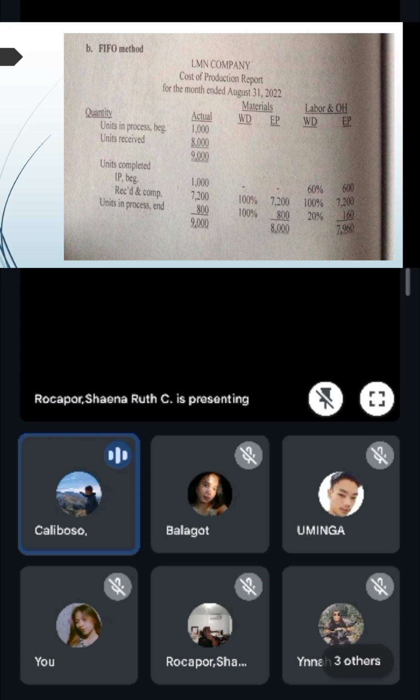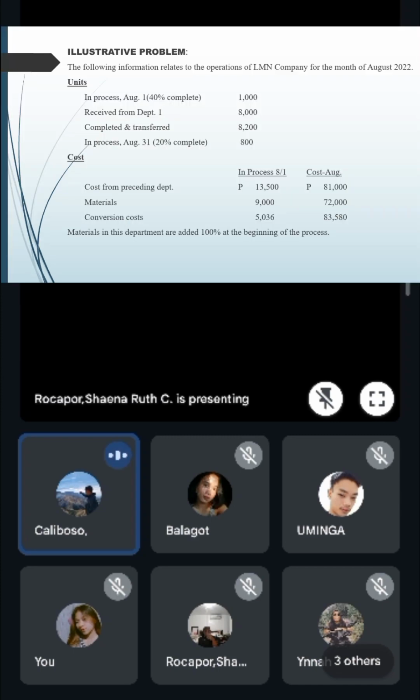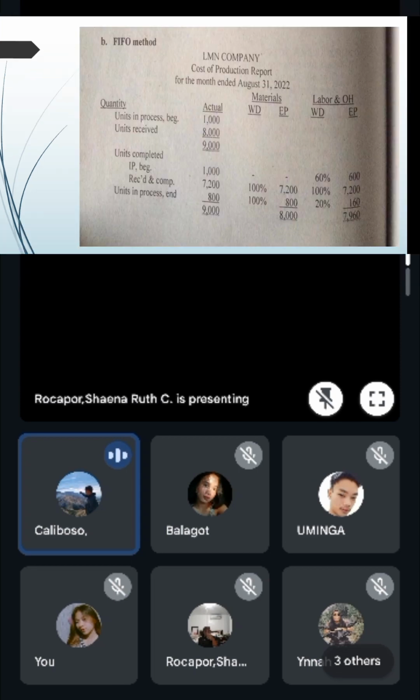So, dito tayo magkakatalo-talo sa labor and overhead. So, yung work done niya is 60%. Paano nakuha yung 60%? Ito, 60% yun, no? Di ba 40% yung complete? So, paano nakuha yung 60%? Yung 100% less mo ng 40%. So, nakuha yung 60%.